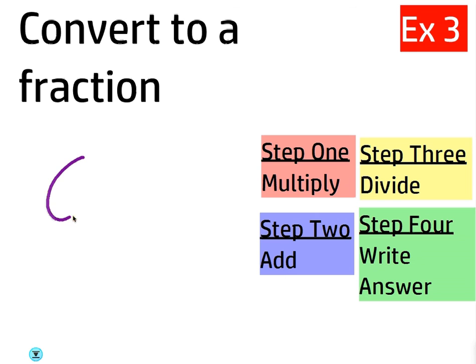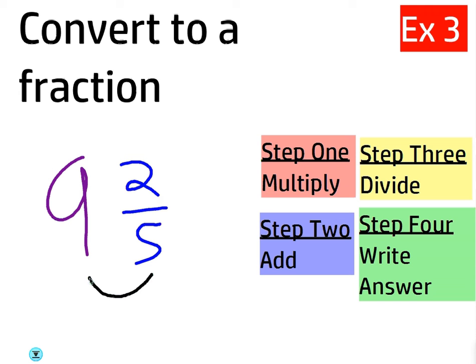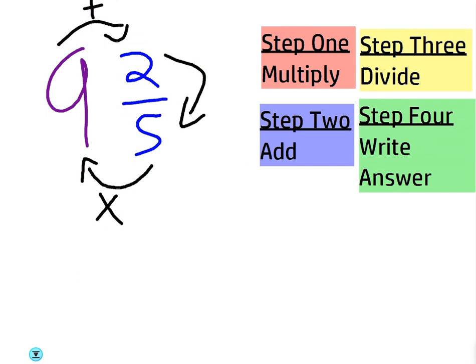Next, we're going to do 9 2/5. Yes, it really was. Good job. That was really fast. That was really good. He did 5 times 9, which is 45. Then he added 2, which is 47. And then he divided by 5. And that's how you got 47/5.